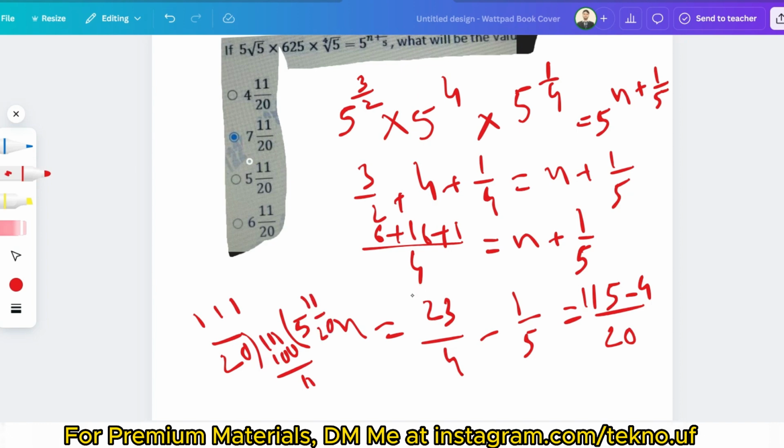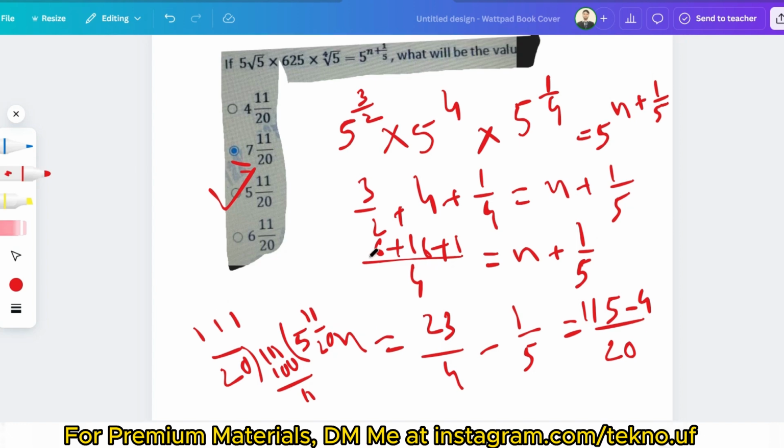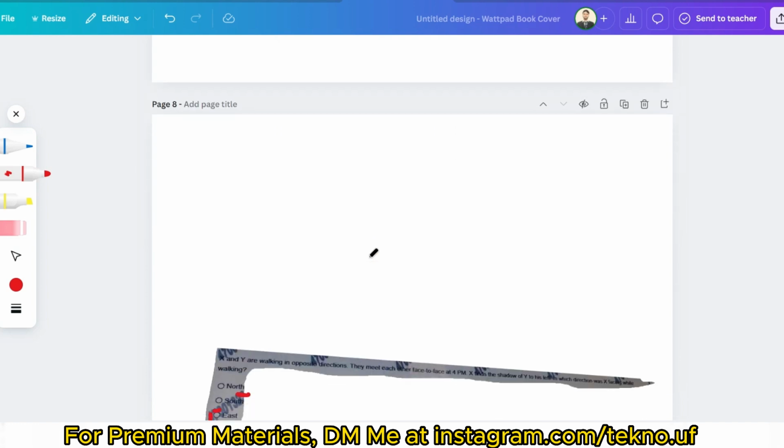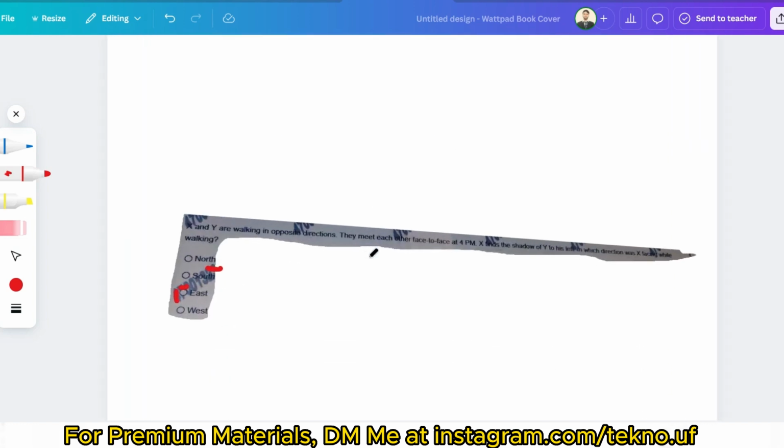So option C is the correct answer, not this one. Okay, so I hope you understood what is the correct problem. As I have been teaching you, that's why it took a little bit of time, but you could have solved this much quicker. Okay, so let me go to the next problem, that is regarding directional sense.